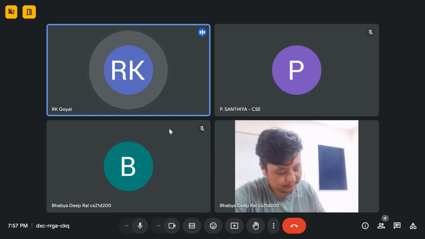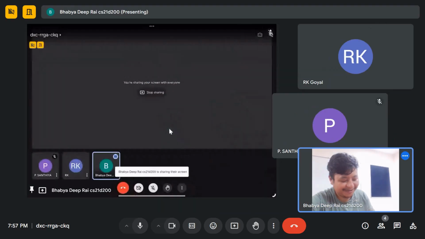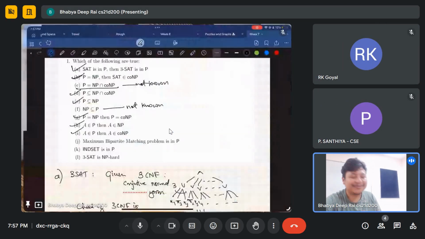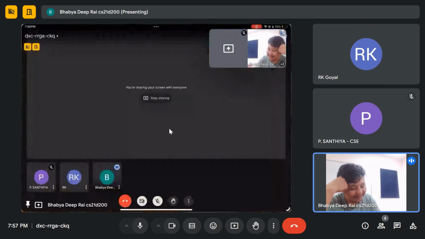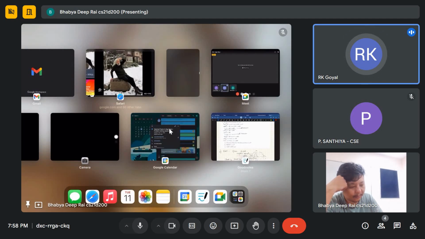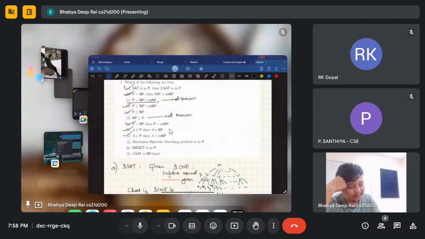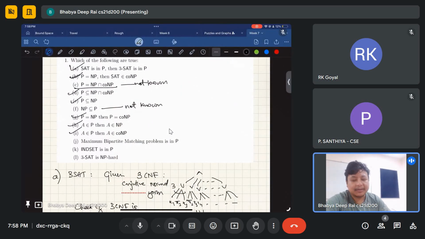Because it was having something to do with the length of the cycle also, and maximum bipartite matching. We saw algorithms to solve it. One algorithm was simply by using flows. Yes, now I remember. So one way to do it was using flows.